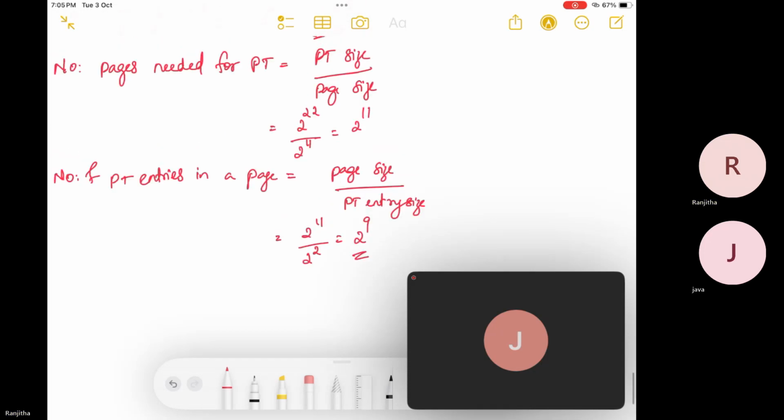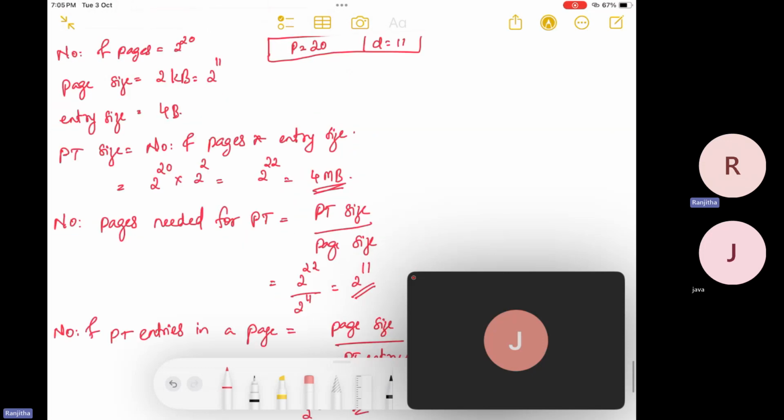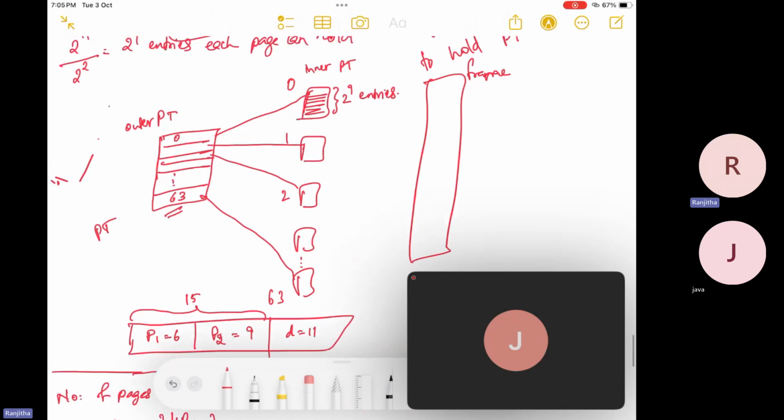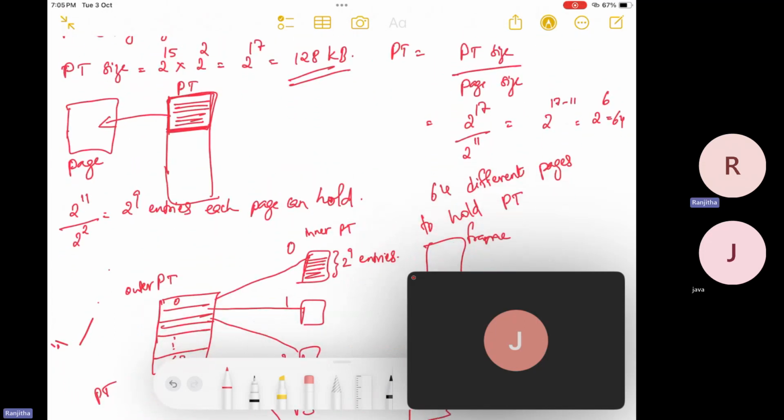Now, if you see here, number of pages needed for the page table is 2 power 11. So these 2 power 11 entries also cannot go into a single page. In the previous example, the number of pages required was 2 power 6.